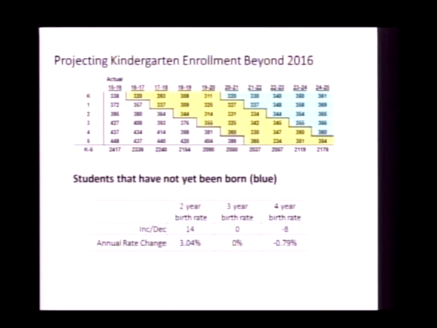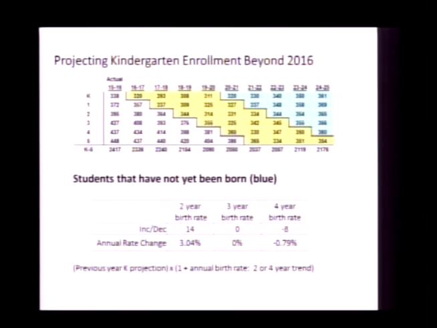We take a look at the birth rate over the past 2 years, over the past 3 years, over the past 4 years. And that's very important because that will come into our equation for projecting those blue students, yet to be born students. We take the previous year kindergarten projections that we've already calculated, and we multiply that times 1 plus the annual birth rate.